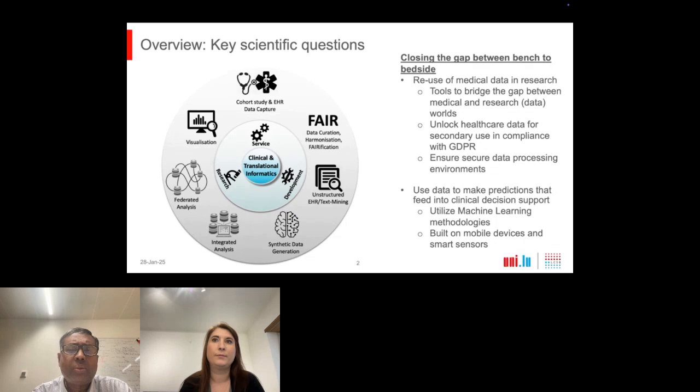These approaches close the gap between bench and bedside, to reuse the medical data for what we call secondary usage. We develop tools to bridge the gap between the medical and research worlds, and also to ensure secure data processing. And we use these to make predictions towards what we call clinical decision support using AI/ML methods. We also use solutions using mobile and smart sensors.